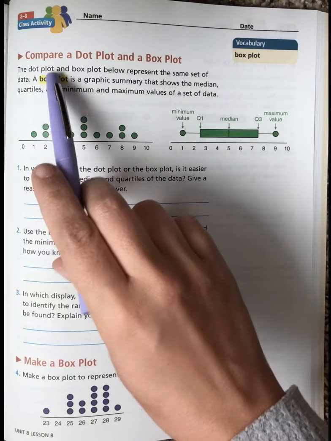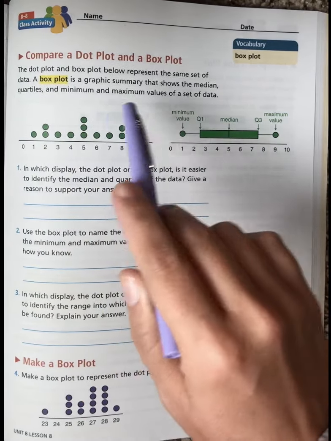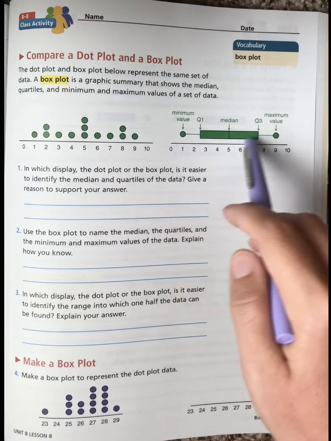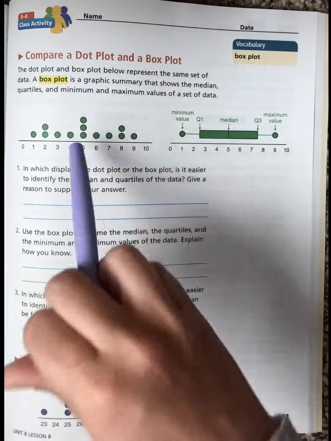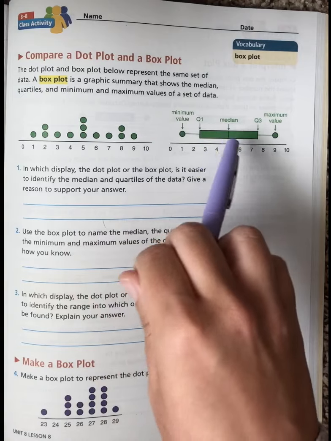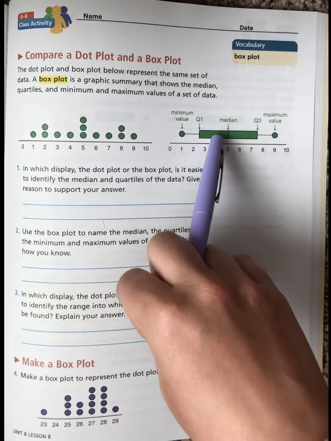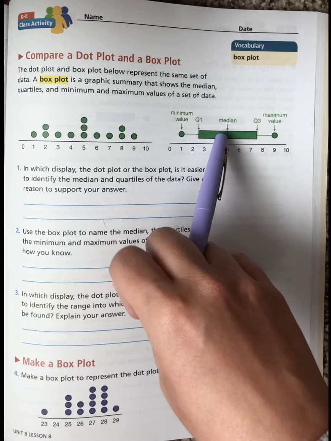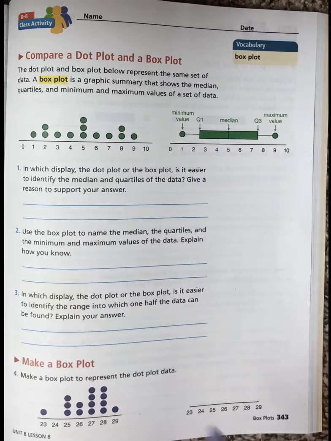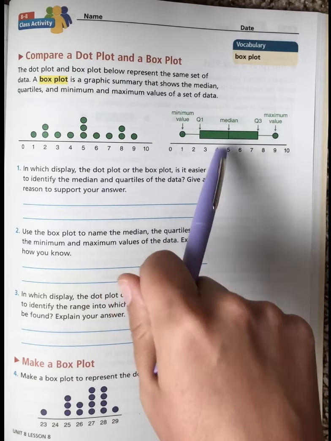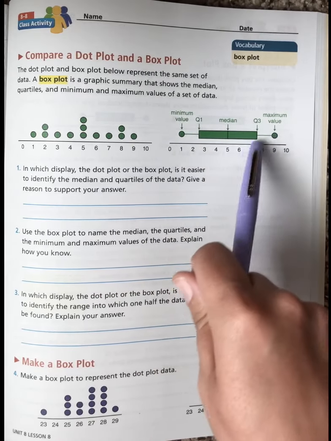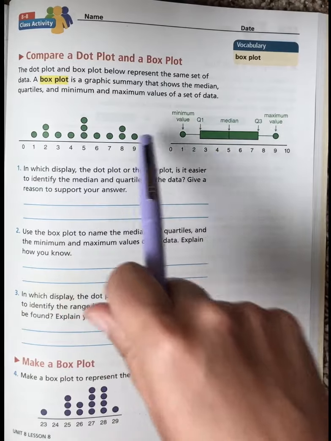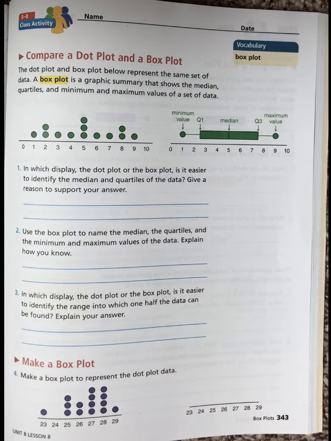The dot plot, which is what this looks like on the left, and the box plot, which is what this looks like on the right, this is the new one, represent the same set of data on this page. A box plot is a graphic summary that shows the median, the quartiles, and the minimum and the maximum values of a set of data. So box plot and dot plot show very similar things, but box plot is unique because instead of showing all the data points, it summarizes your data points by using the medians and the quartiles.